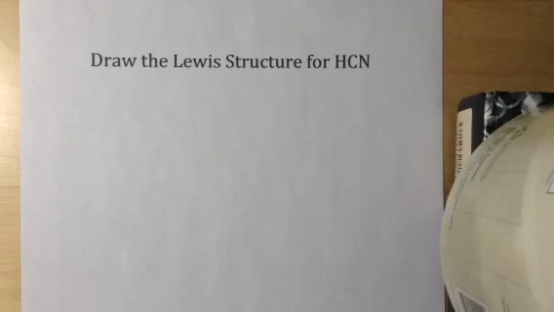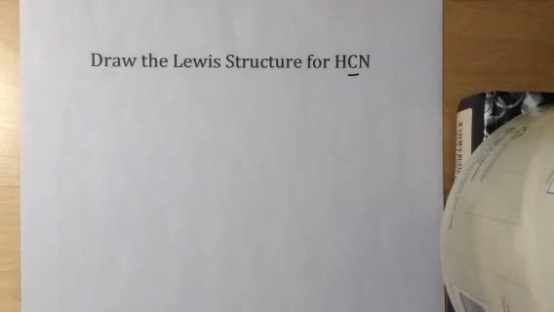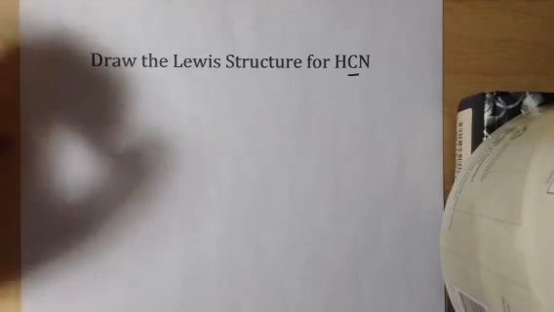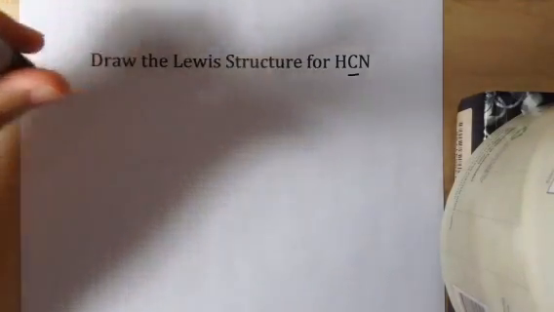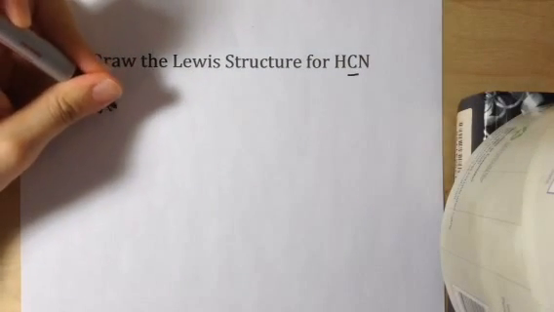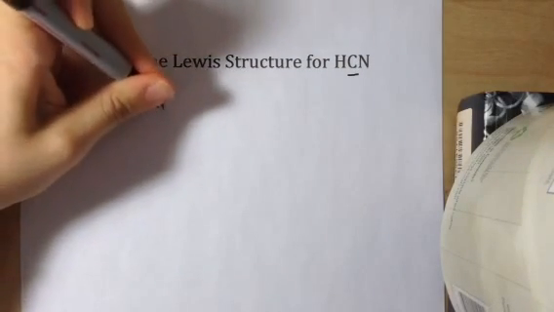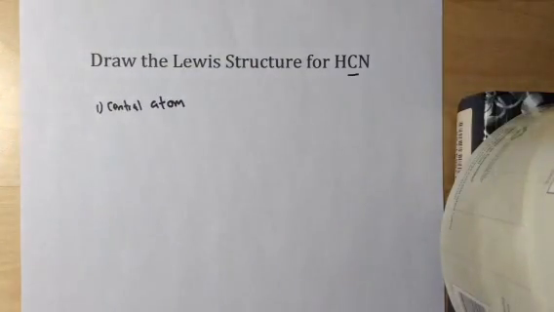Alright, so the first step whenever you have to draw a Lewis structure is to identify what is the central element. And usually the central element is the element that you have the least of, or that they've already gone to the trouble of putting in the center of the name, right? So in this case, C is in the center, indicating that C is the central atom here. So step 1, central atom, okay? And in that case, it's C.